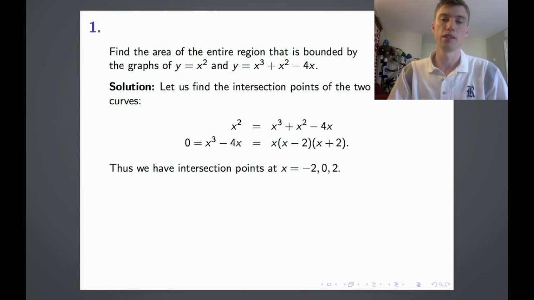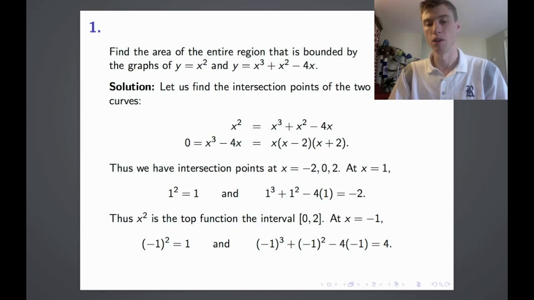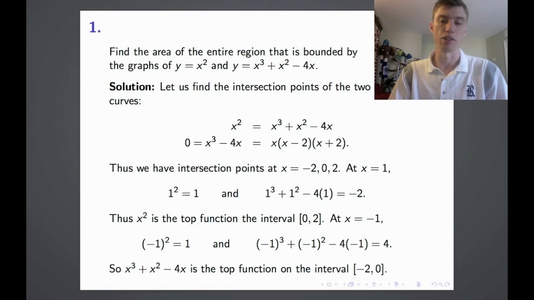We will need to test each interval, that is the interval from negative 2 to 0 and the interval from 0 to 2, to determine which function is greater on that interval. At x equals 1, x squared is equal to 1, and the second function evaluates to negative 2. Hence, x squared is the top function on the interval from 0 to 2. At negative 1, x squared evaluates to 1, and the second function evaluates to 4. So the second function is the top function on the interval from negative 2 to 0.